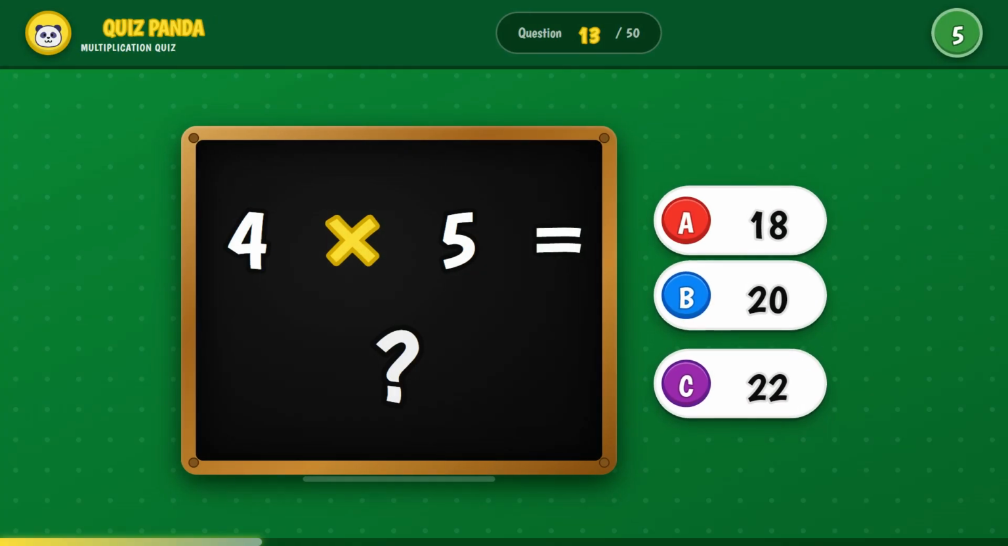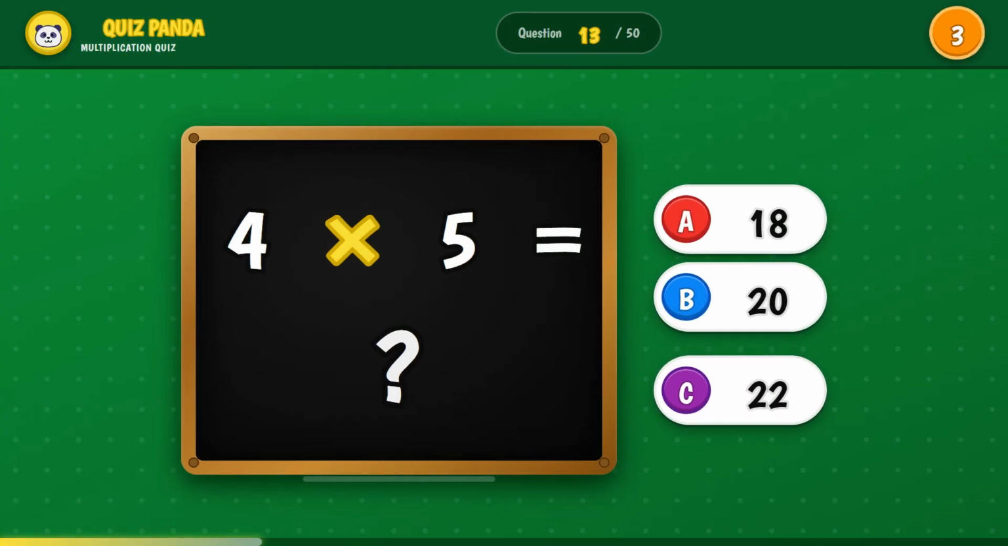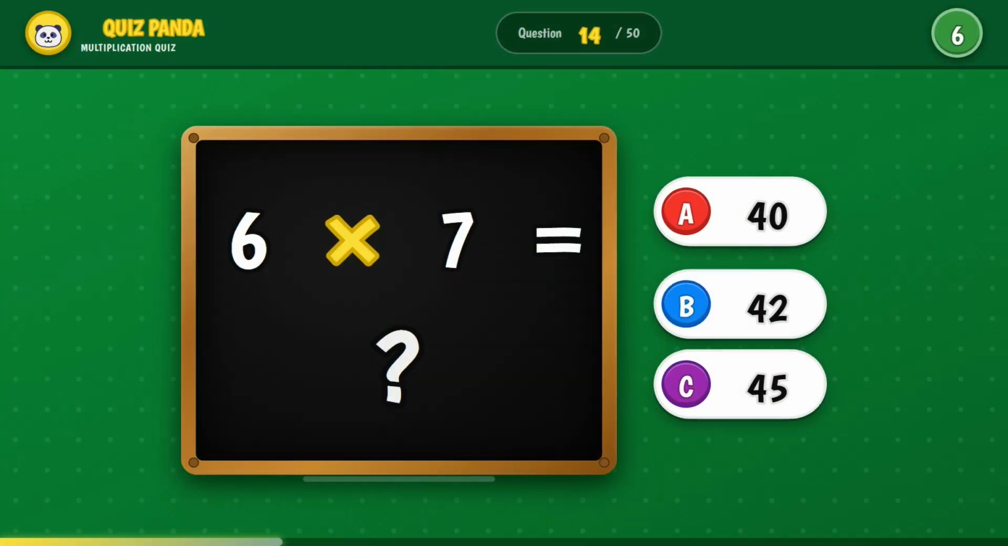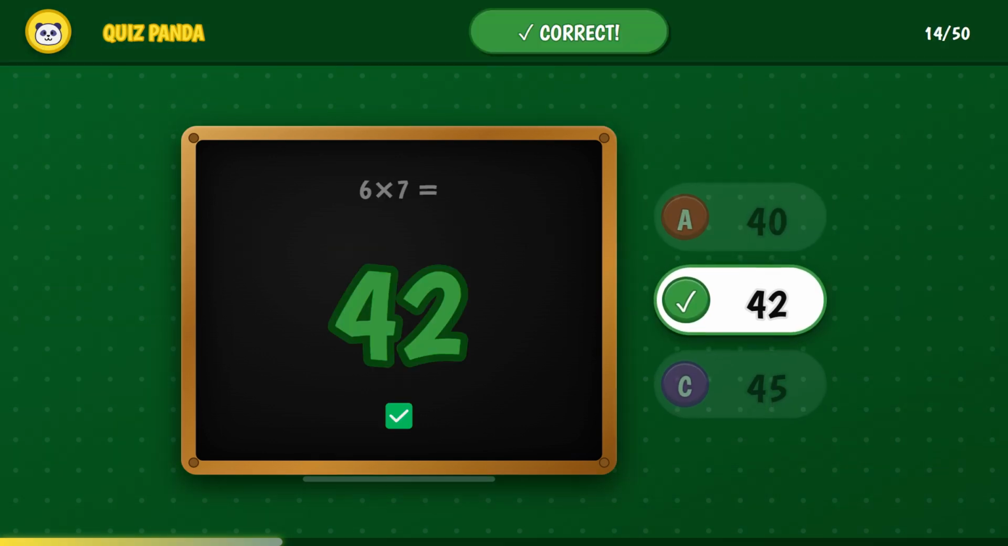Question 13. What is 4 times 5? The correct answer is B, 20. Question 14. What is 6 times 7? The correct answer is B, 42.